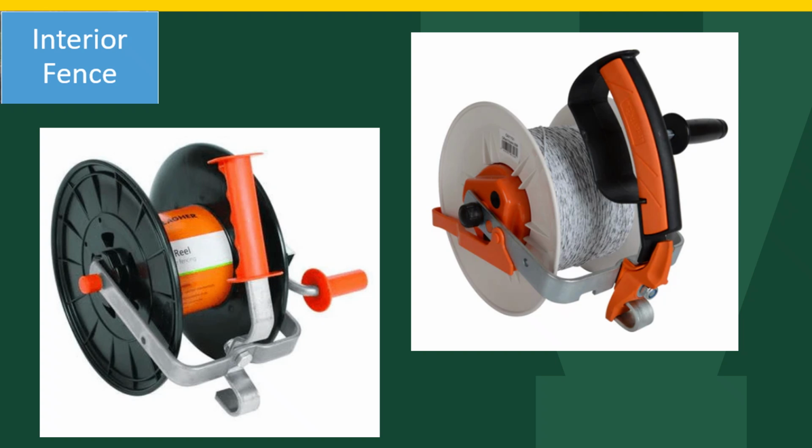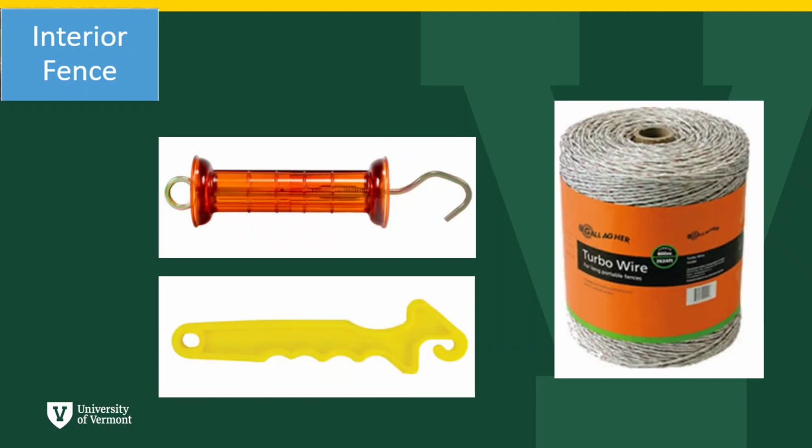Wire reels can be helpful when moving temporary fence between paddocks that are not the same size because they allow flexibility of wire length. Geared reels are more expensive, but may make for easier and faster fence moving. Choosing a more expensive but more durable temporary wire with more metal strands than the less expensive options will help to maintain good electrical current and last longer.